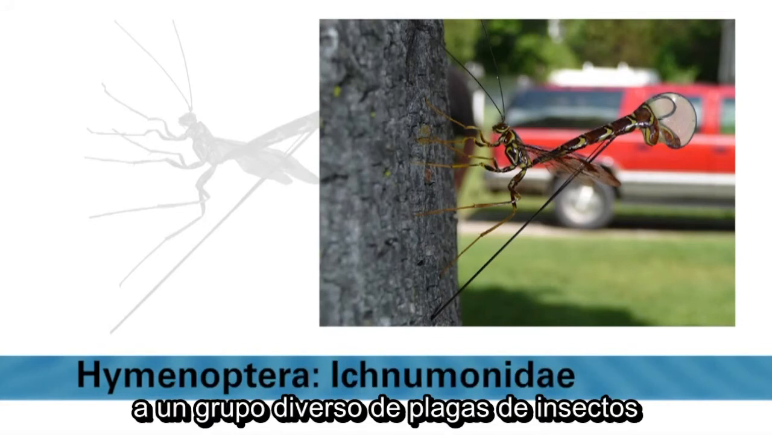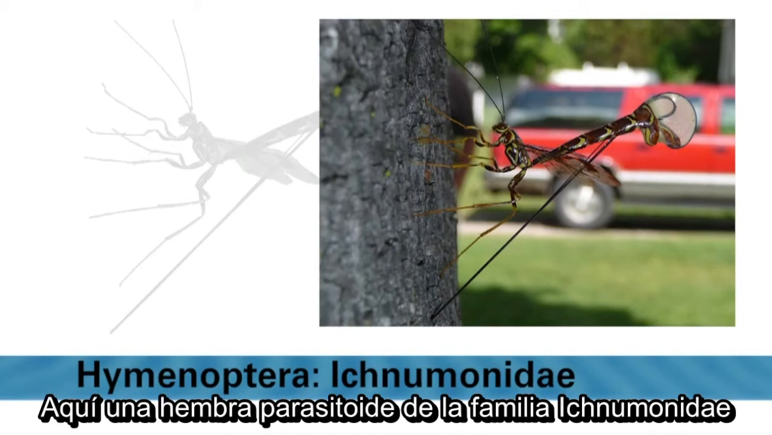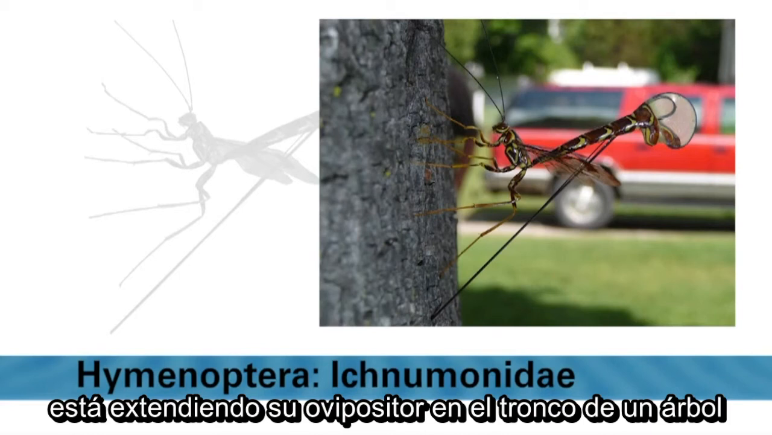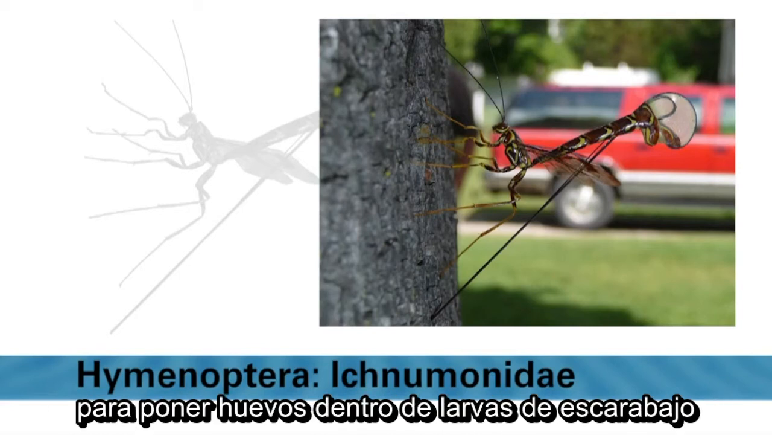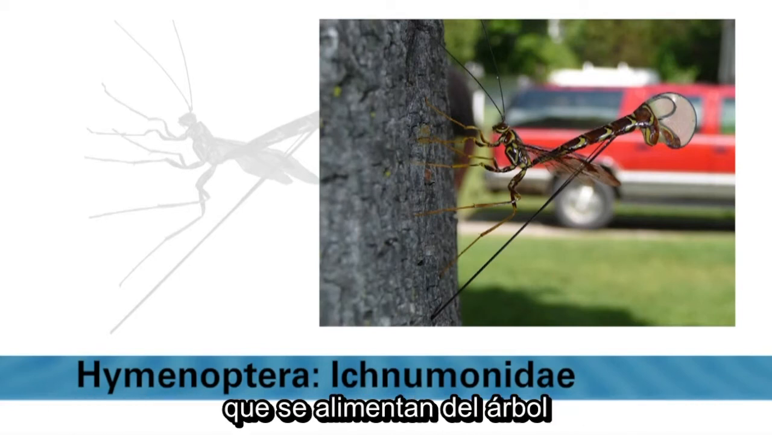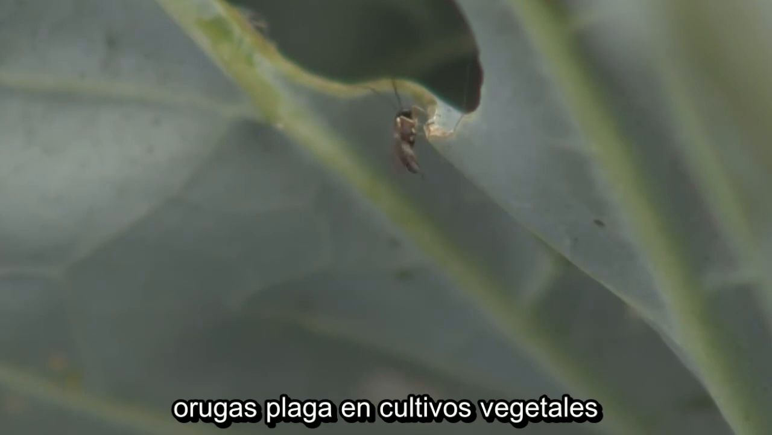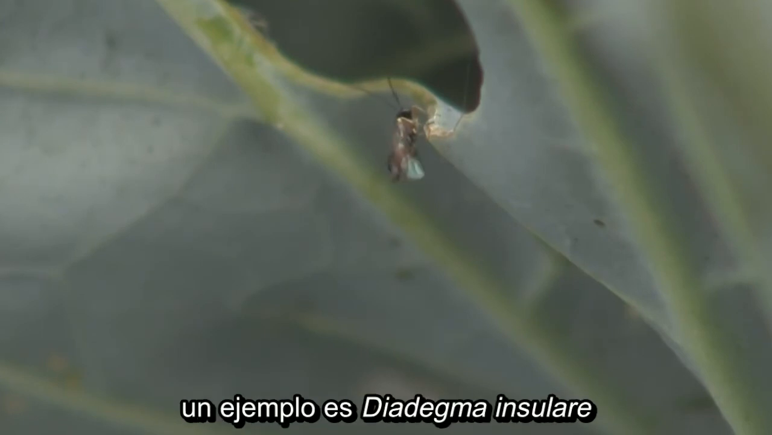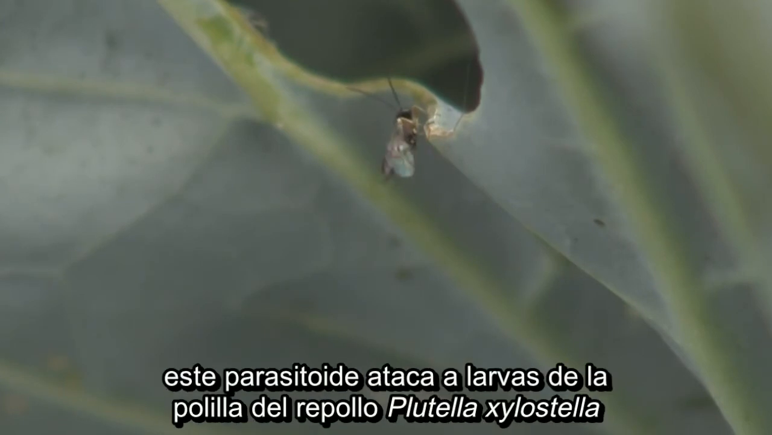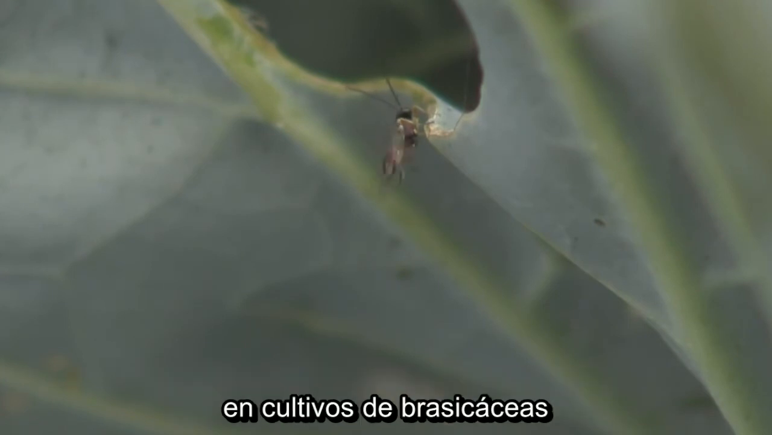Parasitoids attack a diversity of prey. Here, a female parasitoid in the family Ichneumonidae is extending her ovipositor into a tree trunk to lay eggs inside beetle larvae feeding inside. Many Ichneumonidae species are important natural enemies of vegetable caterpillar pests. One example is Diadegma insulari. This parasitoid attacks diamondback moth larvae in brassica crops.